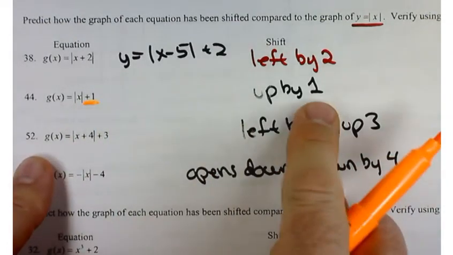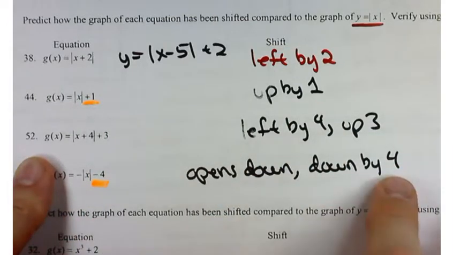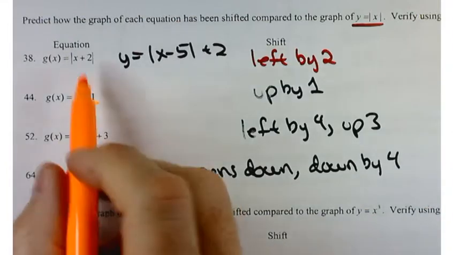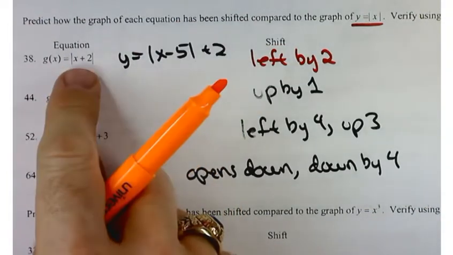Plus 1 was up 1. Minus 4 was down 4. So the vertical shift matches your expectations. It's the horizontal shift that you have to be a little bit more careful about. Say the horizontal one again. The horizontal shift shifts in the opposite direction that you might expect.